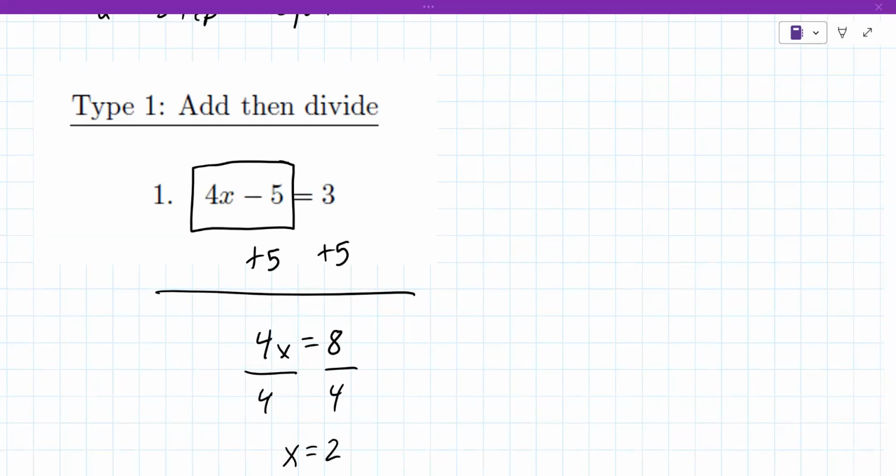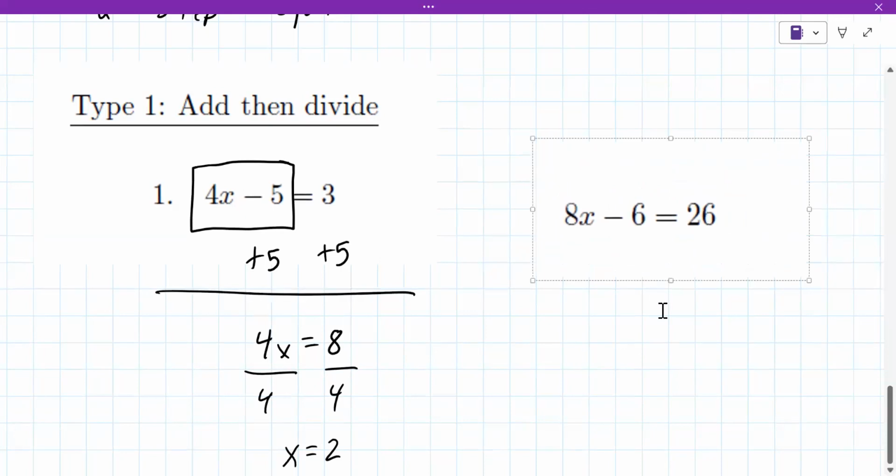New question for you. It's the same thing. You will add and then divide. Can you do that for me, please? 31. Okay.